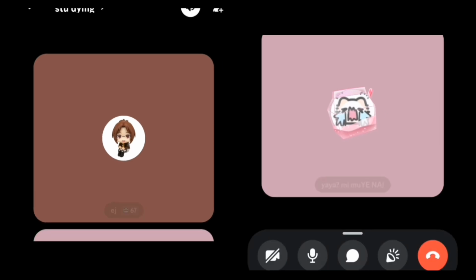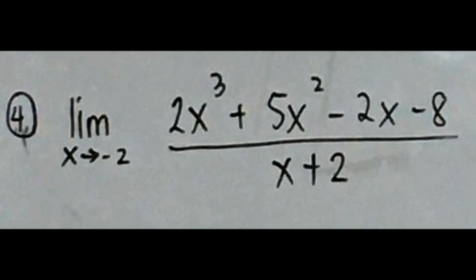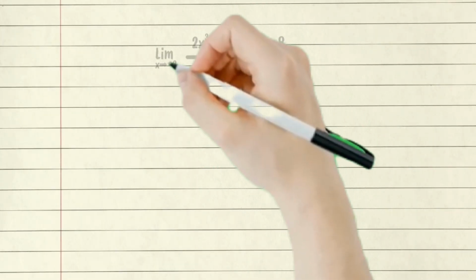Wait, let me just share my screen. This. Oh, that! I can help you with that. It seems like Yan was having problems with this second equation.